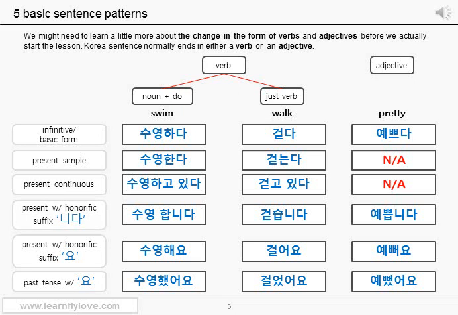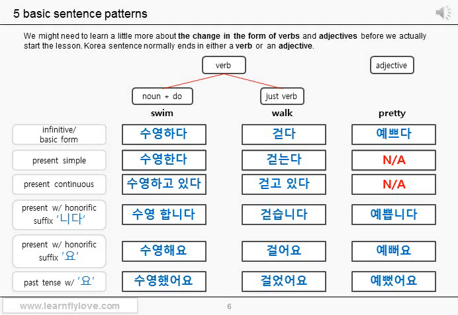If you want to know the usages of the honorific suffix, please go back to lesson 2. But you don't even have to go back to lesson 2. Just check out the sound of them. Swim. 수영합니다. Walk. 걷습니다. Pretty. 예뻐요. 예쁩니다. Looks like this 니다 part is the common part added here, right?